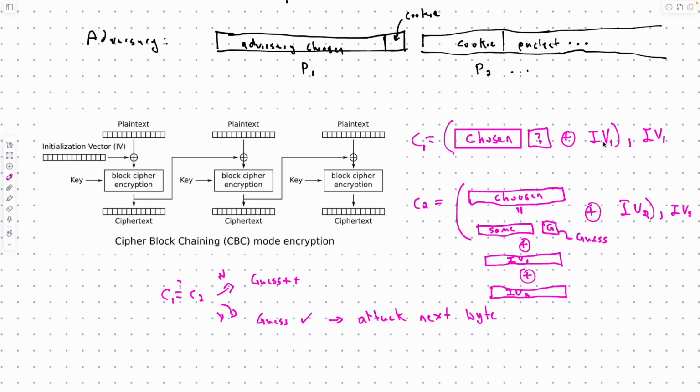So normally the IVs are unpredictable. So that would be random. And you'll see why actually they need to be unpredictable. Yeah. What does unpredictable mean?